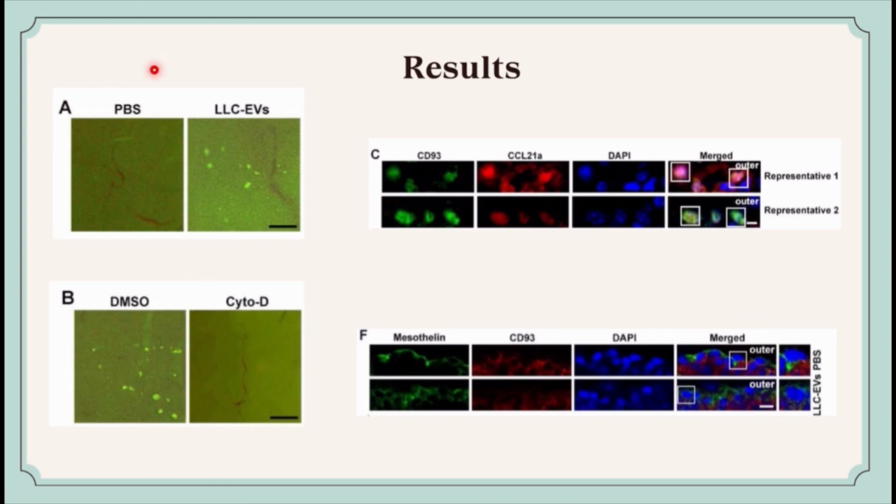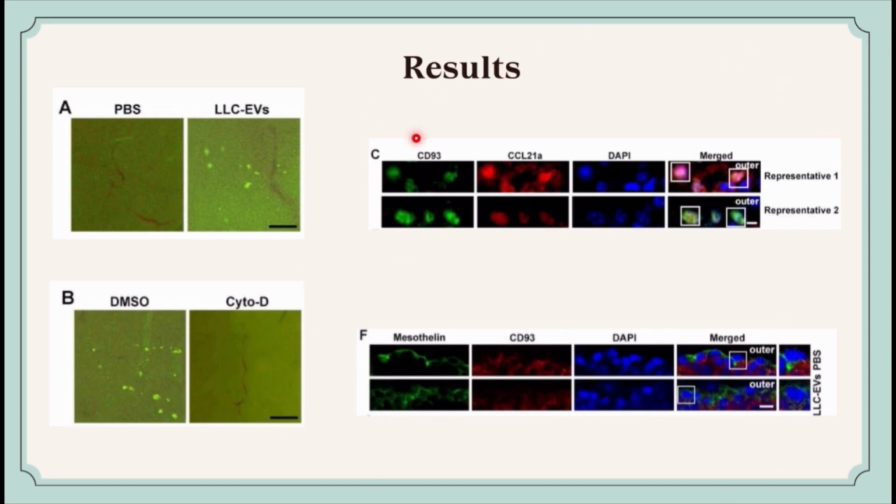In A, mice were intrapleurally injected with LLC-EVs. After 24 hours, we can see the incorporation of EVs into the pleura. In B, mice were treated with LLC-Luc cells and LLC-EVs. CTO-D was intrapleurally injected 2 hours before each EV injection. The incorporation of EVs can be seen not in CTO-D but in DMSO. And at last, we have the immunohistochemistry.